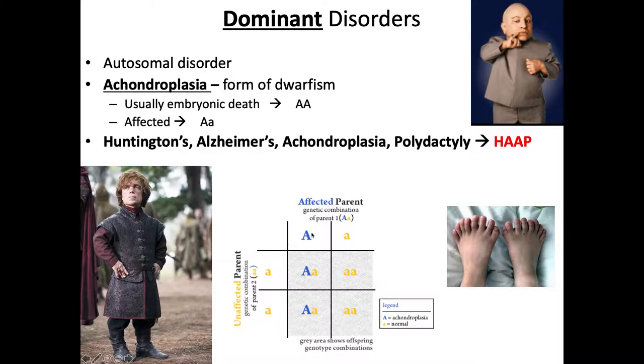Now let's take a look at what happens if we have one parent that does have achondroplasia, so they're heterozygous. This is a possible gamete of that affected parent. And then they mate with a normal, unaffected parent, where this is one gamete of them and one gamete of them. So parent two has to be homozygous recessive. When we finish the Punnett square, we see that there's a 50% chance that the offspring can have achondroplasia, or a 50% chance that the offspring can be of normal stature, normal height.